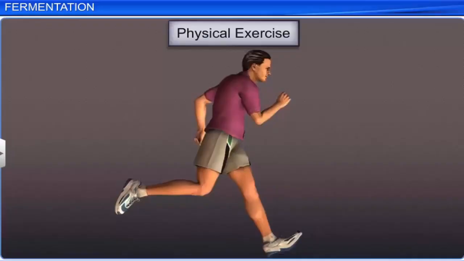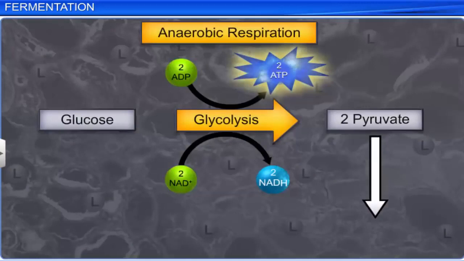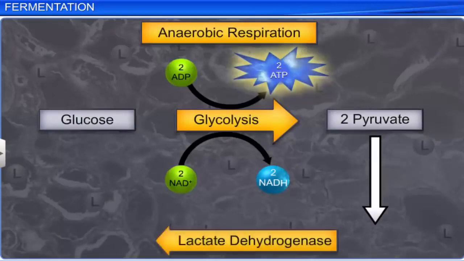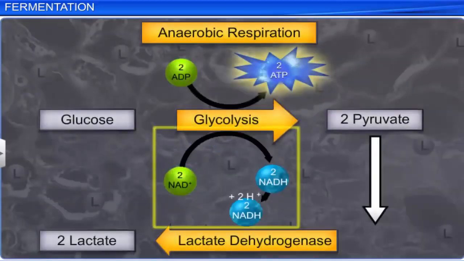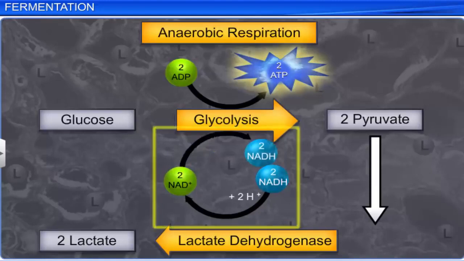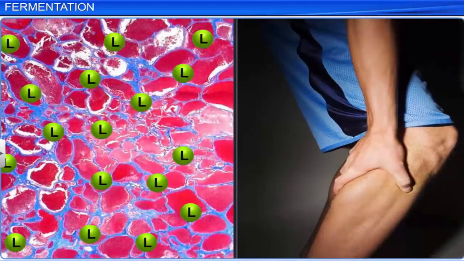During physical exercise, muscle cells undergo anaerobic respiration. The enzyme lactate dehydrogenase uses NADH to reduce the pyruvate molecule to lactate. In this process, NADH is reoxidized to NAD+ and used in the glycolysis pathway. The accumulation of lactate is the reason for the stiffness in the muscles when you exercise.